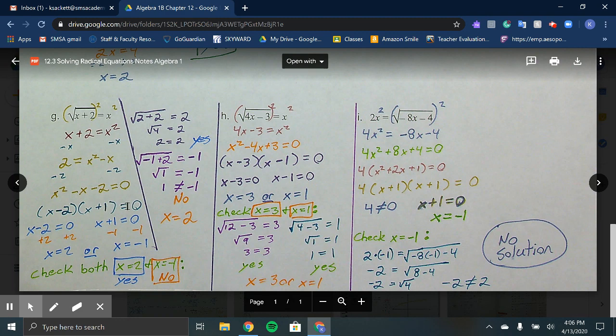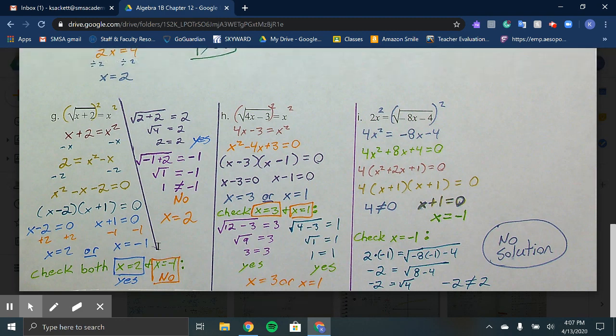Then we can factor, so undo FOIL, and we'd have x minus 2 and x plus 1 equals 0. So to solve for x, we have to separate both binomials and get the variable alone. So x minus 2 equals 0. Add the 2 to each side, and x equals 2. x plus 1 equals 0. Subtract the 1 from each side, and x equals negative 1.